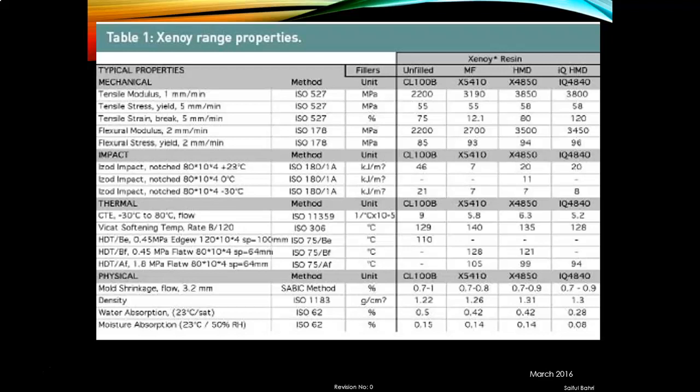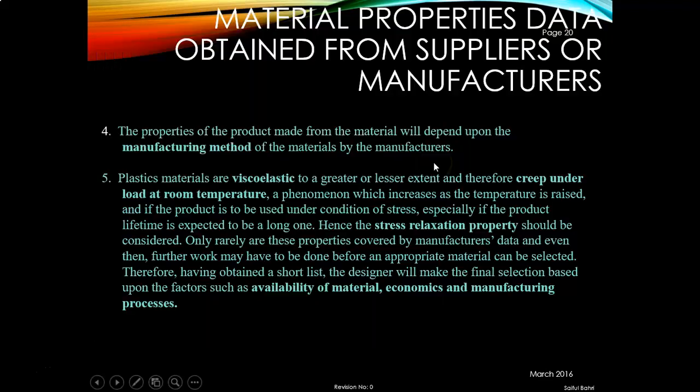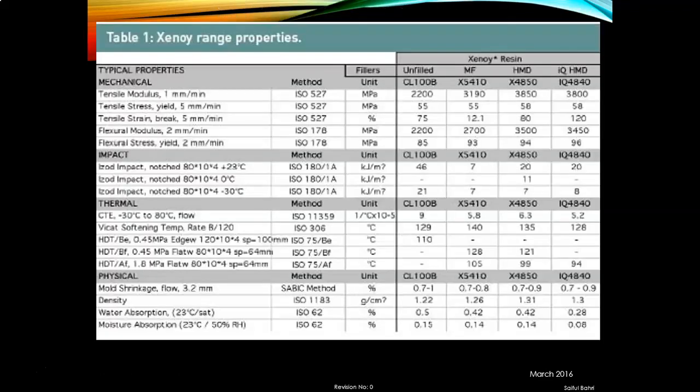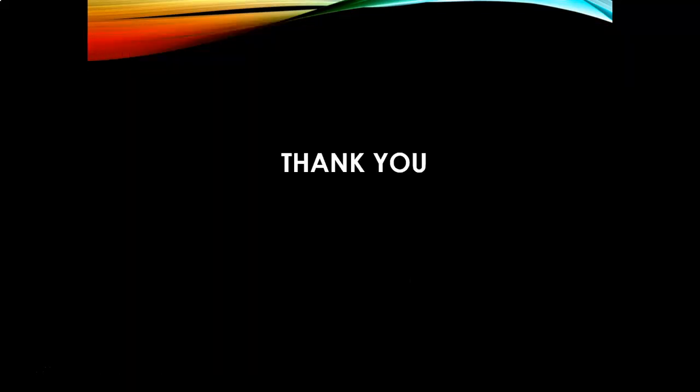This is the typical mechanical properties of the Xenoy range. Okay, this one is the material properties obtained from the supplier. Okay, the material name is Xenoy, and it includes the tensile modulus, tensile stress, the impact, the thermal. Okay, according to the method here, it gives the standard method run for each test, and several Xenoy resins have fillers or are unfilled, MF, HMD grade, IQ, HMD, and so on. Right? Okay, thank you. That's all for the material selection.